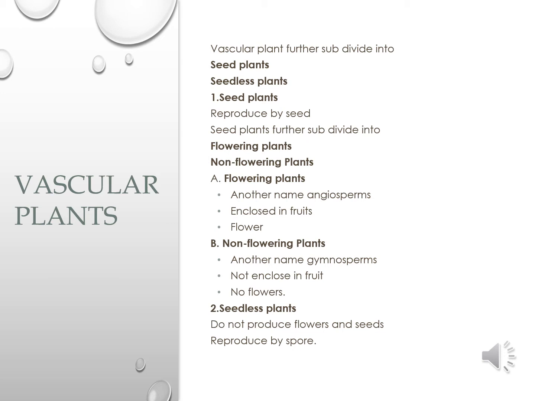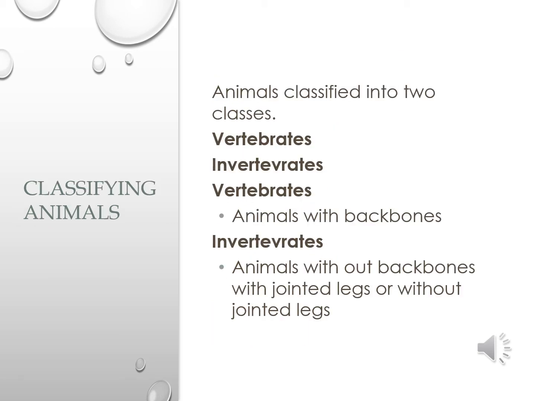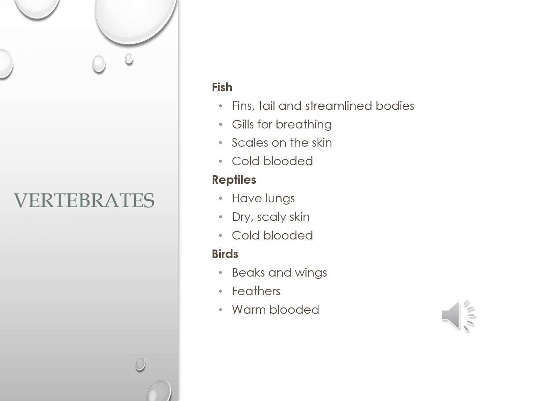Now coming to seedless plants, they do not produce flowers and seeds. They reproduce by spores. Now if we talk about classifying animals, we have different categories: vertebrates and invertebrates. Vertebrates are animals with backbones, and invertebrates are animals without backbones, and they have joint legs. Here in front of us are some examples of vertebrates, for example fish, reptiles and birds.